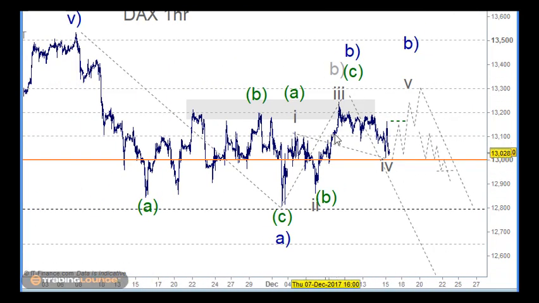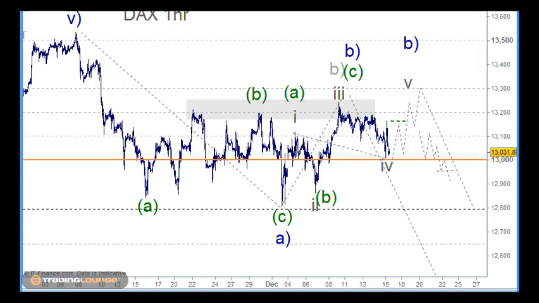We know that all this is corrective. We know that this is impulsive. We know that this is corrective. We know that we're going down. It's just when. So the Elliott at the moment is in a bit of a guessing game. So the 13,000 as a resistance is the short trade there.